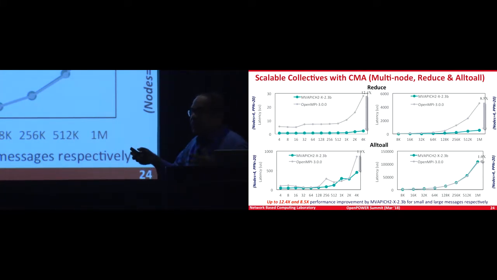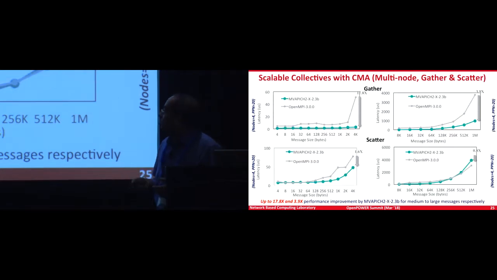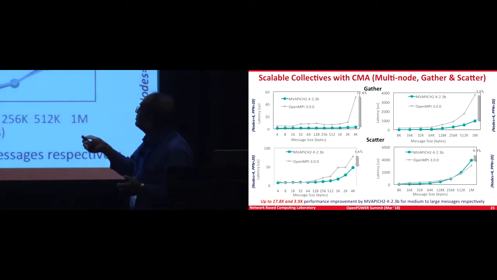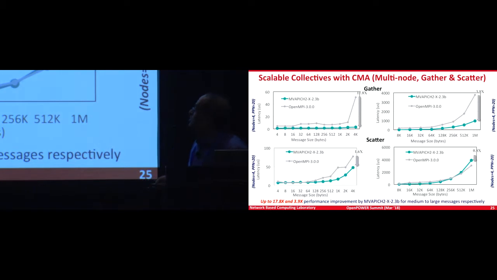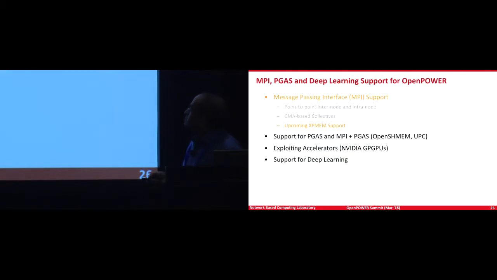That is within the node I showed. Now you can actually scale. These are the multi-node numbers we are trying to show. This is an experiment where we only used 4 nodes with ppn 20, so up to 80 processes running across 4 nodes. Here you will see we can give you even a factor of 12 benefit, 1.9x, 8.5x benefit even in a very small scale system. We see similar benefits for gather and scatter.